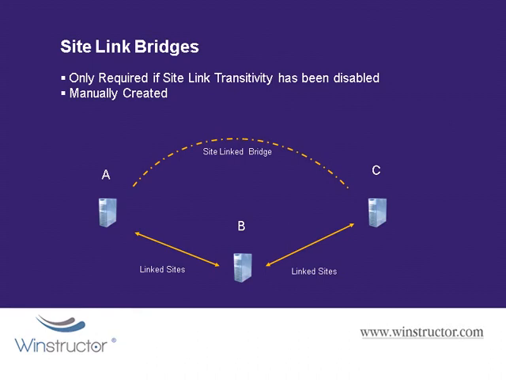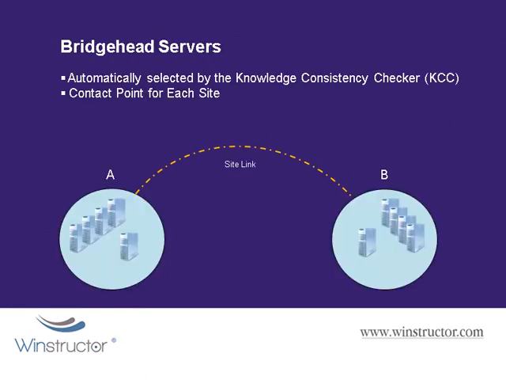Now, we have three sites here, site A, B and C. Site A and B are connected by a site link, and site B and C are also connected by a site link. Now, even though sites A and C don't have any site link directly connecting the two sites, they can still replicate with each other as they're automatically bridged.